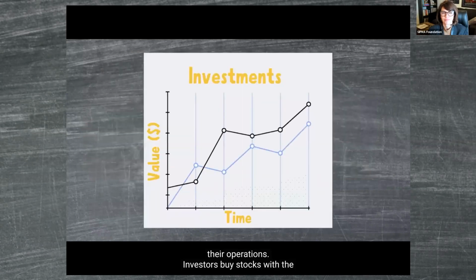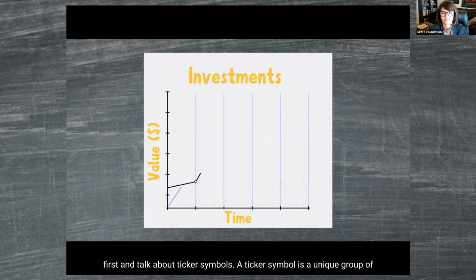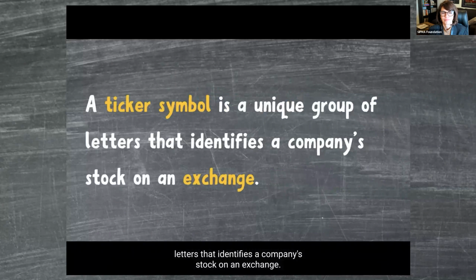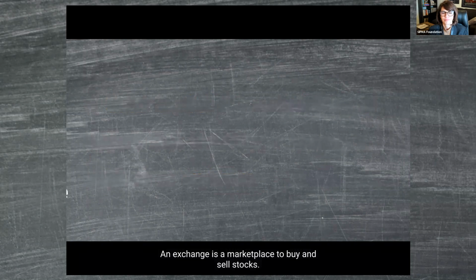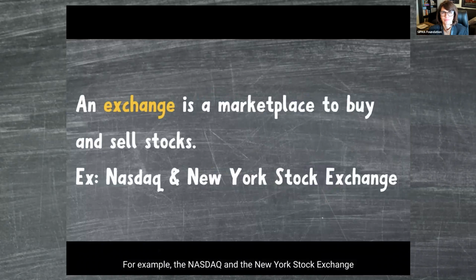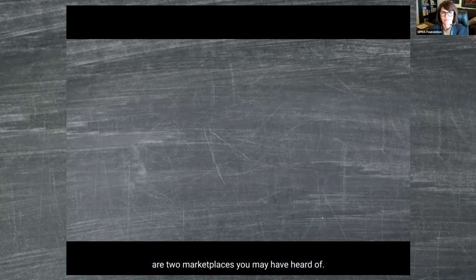Investors buy stocks with the expectation that the companies they invest in will increase in value over time and earn them money. So how do stocks earn money over time? Let's backtrack first and talk about ticker symbols. A ticker symbol is a unique group of letters that identifies a company's stock on an exchange. An exchange is a marketplace to buy and sell stocks. For example, the NASDAQ and the New York Stock Exchange are 2 marketplaces you may have heard of.